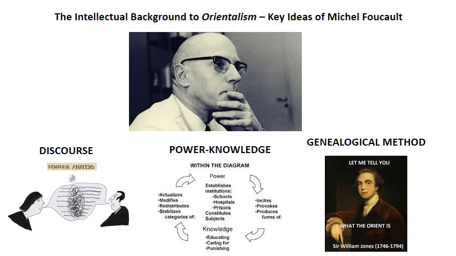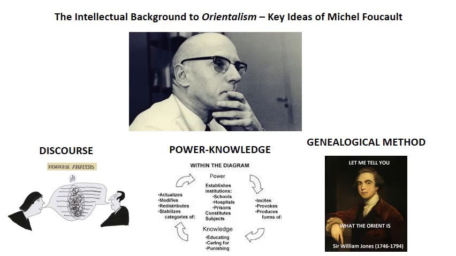Now, this part I have already done to some extent. I'm just going to run through this very, very quickly with you. The intellectual background to Orientalism. As you know, Said's ideas are based on certain notions of Michel Foucault. Of course, it has been suggested that he doesn't apply them rigorously, and we'll get to that somewhat later. But nonetheless, not only for understanding Said, but for understanding numerous other scholars, for understanding post-colonial studies itself, we really have to understand these concepts of discourse, power knowledge, and the genealogical method.